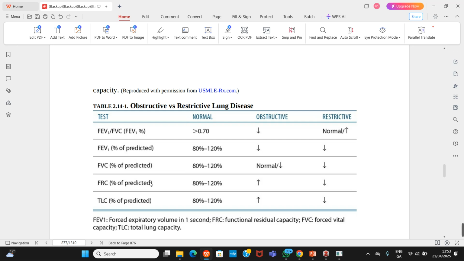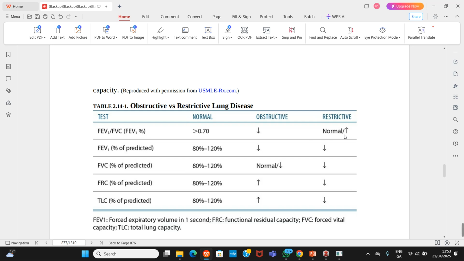Everything is reduced in restrictive lung disease because it is a compliant lung that allows air to come in through inspiration that can then be pushed out during expiration. But if you don't have any air coming in already, it means that all the volumes are going to reduce. So that's why every volume in restrictive lung disease drops, but the ratio might be normal or increased.